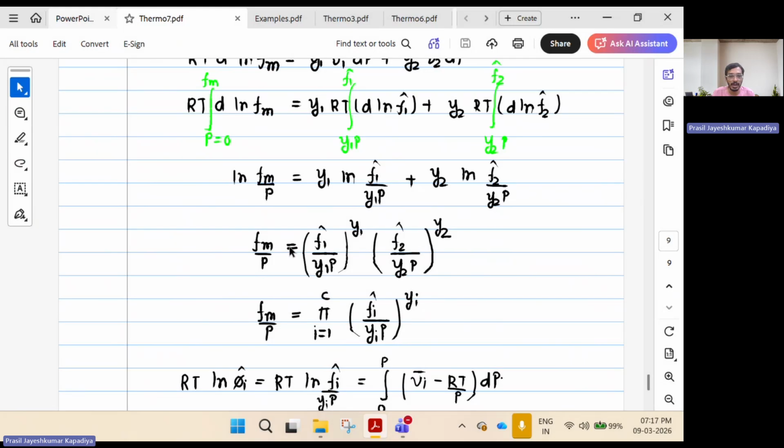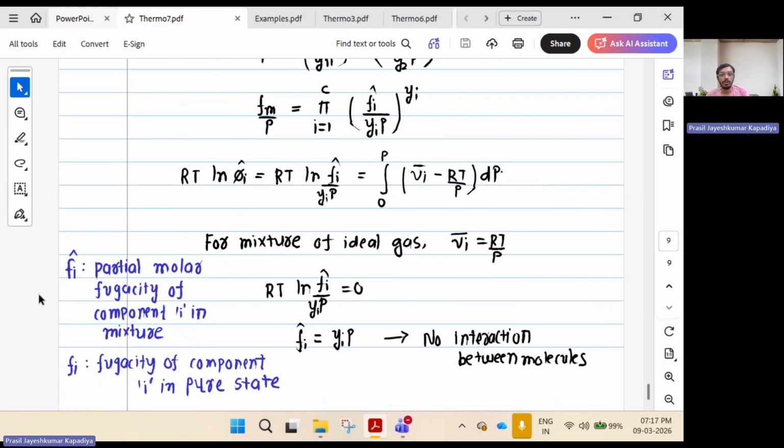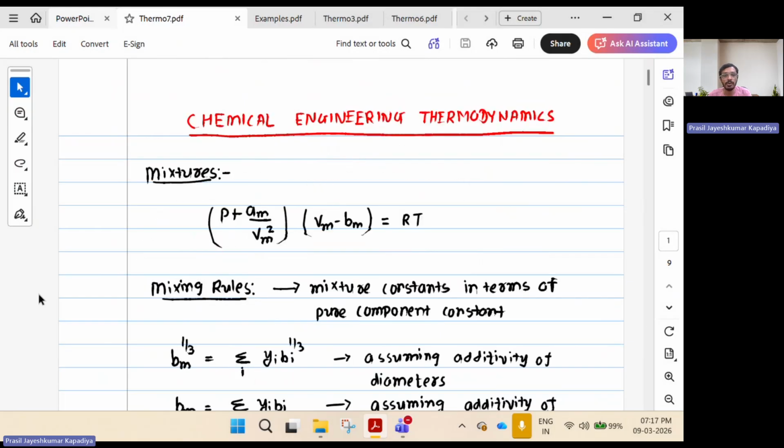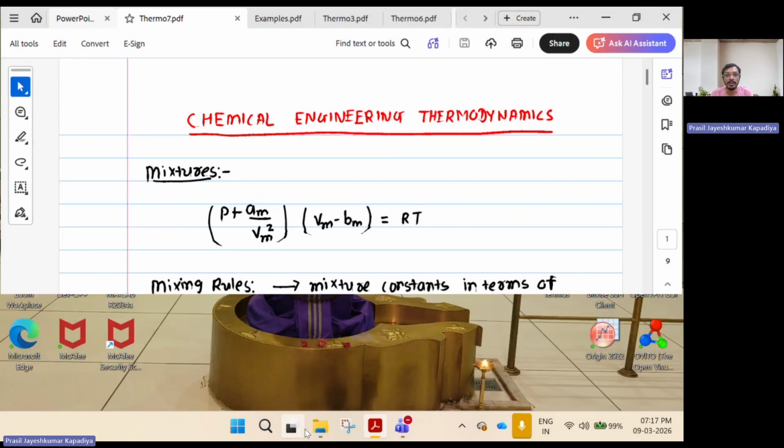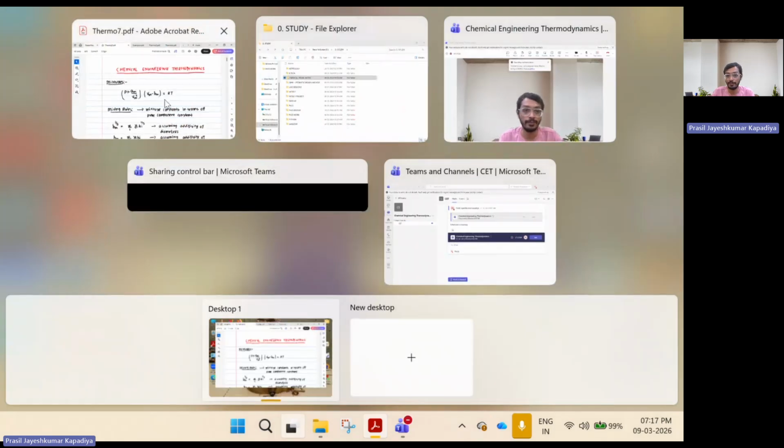So this will give me the value of the mixture fugacity, and Fm by P is nothing but the fugacity coefficient of the mixture. The term F1 cap by Y1 P is nothing but Phi1 cap, the fugacity coefficient of component 1, partial molar fugacity of component 1, and this is partial molar fugacity of component 2. Okay, so this is what we did. Let's quickly try to revise it, and after that we will take some sample problems from where we left off in the last class.